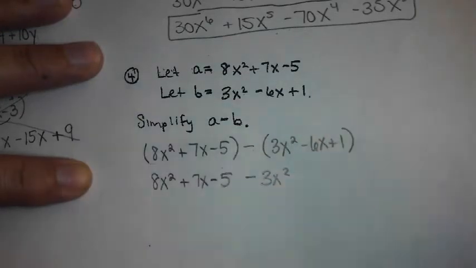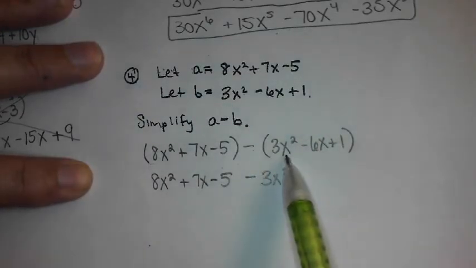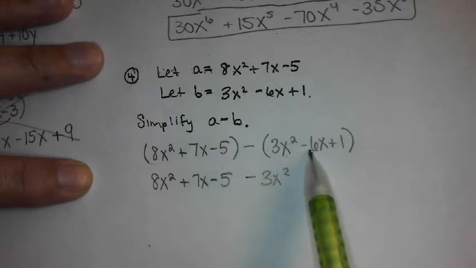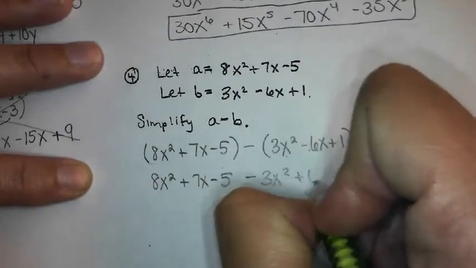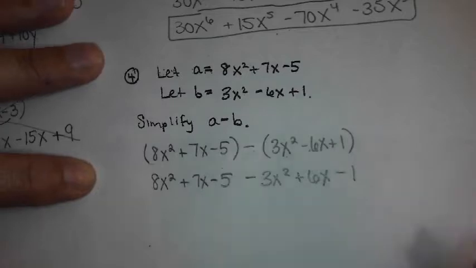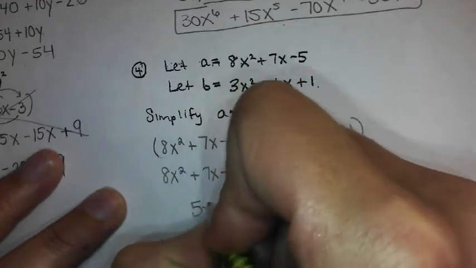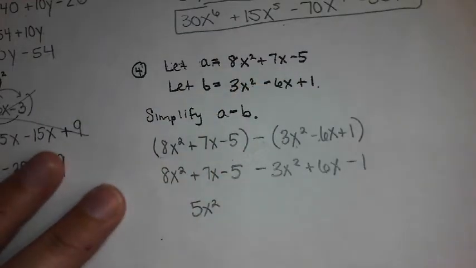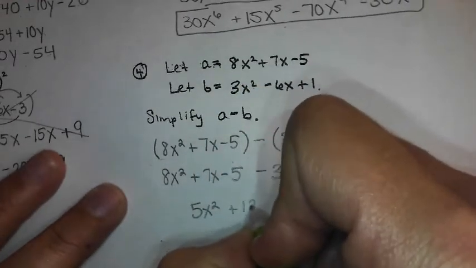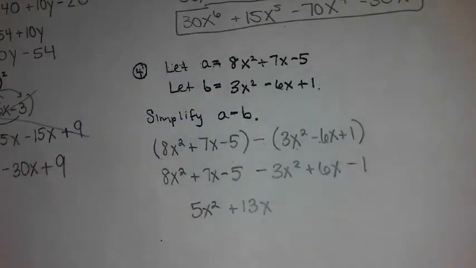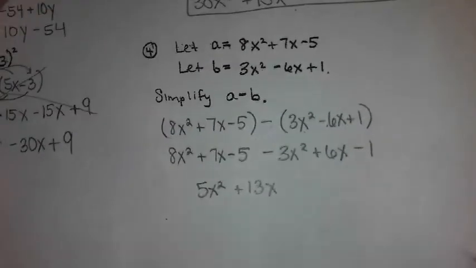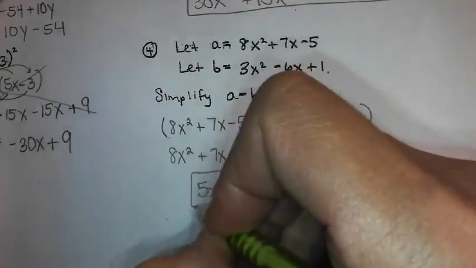When we distribute the negative, we get negative 3x squared. The double negative on the 6 turns it into a plus 6x, and then a minus 1. And then we'll just combine like terms. Our squared terms first, we have 5 of them. Our x terms, we have 13 of them. And our constants, negative 5 and negative 1, makes negative 6.